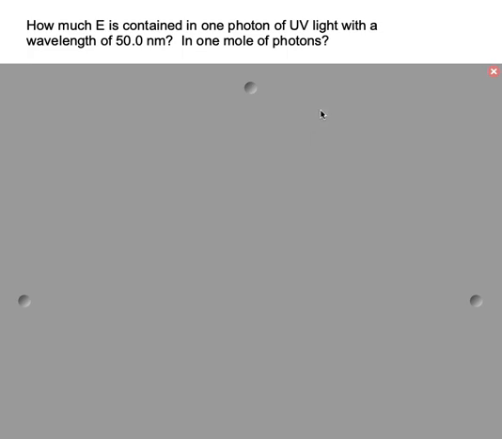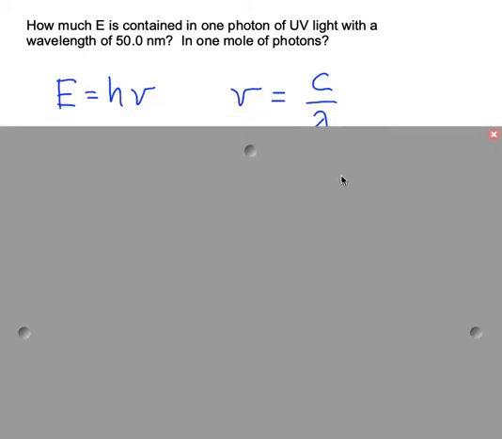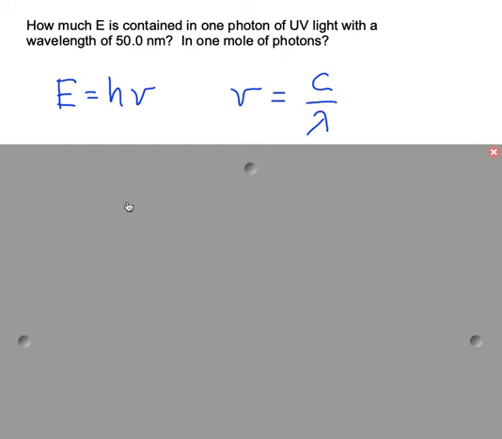How much energy is contained in 1 photon of UV light with a wavelength of 50.0 nanometers? How much energy is contained in 1 mole of these photons? Well, I'll begin by writing my equation. Energy equals Planck's constant times frequency. We're not given the frequency, we're given the wavelength.